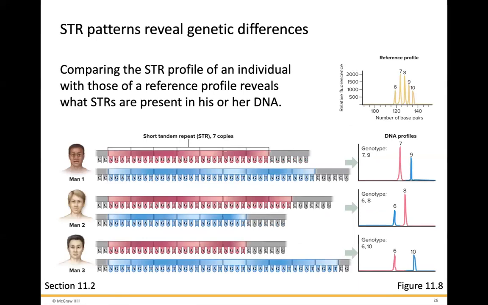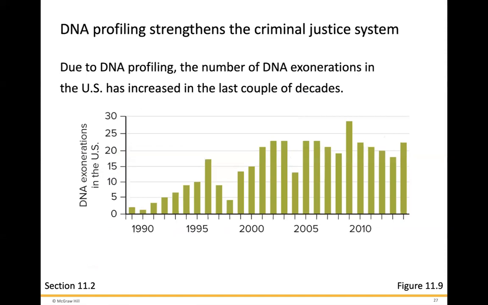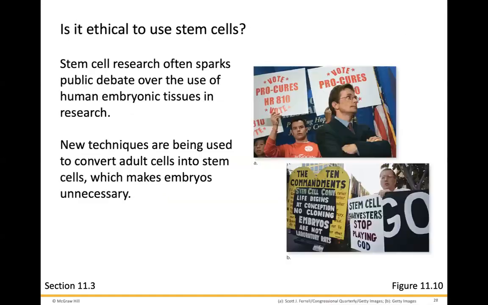So comparing the short tandem repeats profile of an individual with those of a reference profile reveals what short tandem repeats are present in his or her DNA. So DNA profiling helps to strengthen the criminal justice system. Due to DNA profiling, the number of DNA exonerations in the US has increased in the last couple of decades, as shown in this graph here.